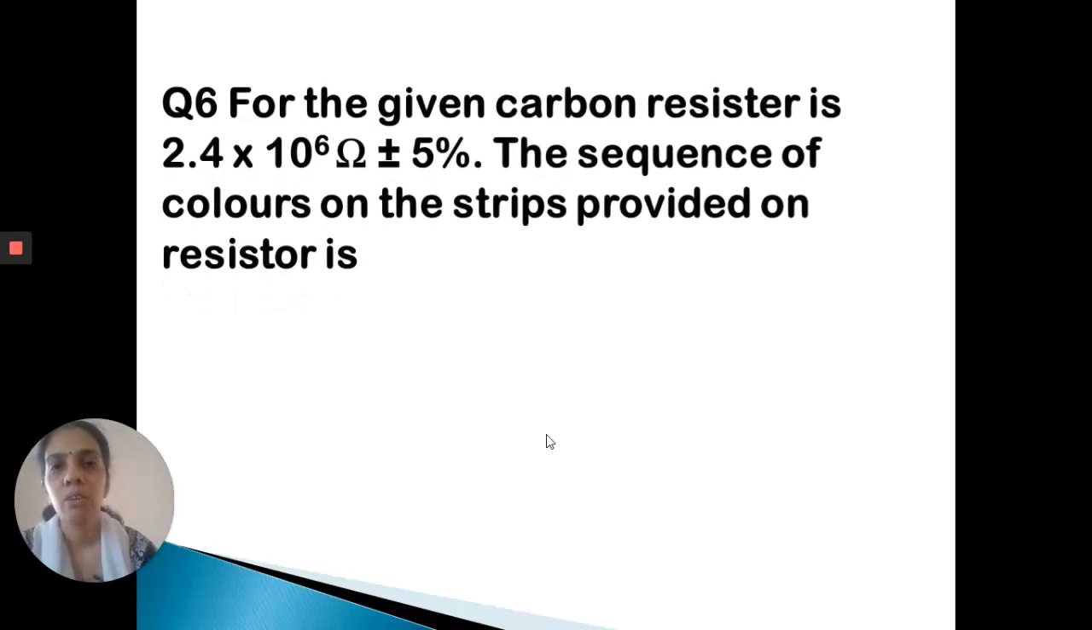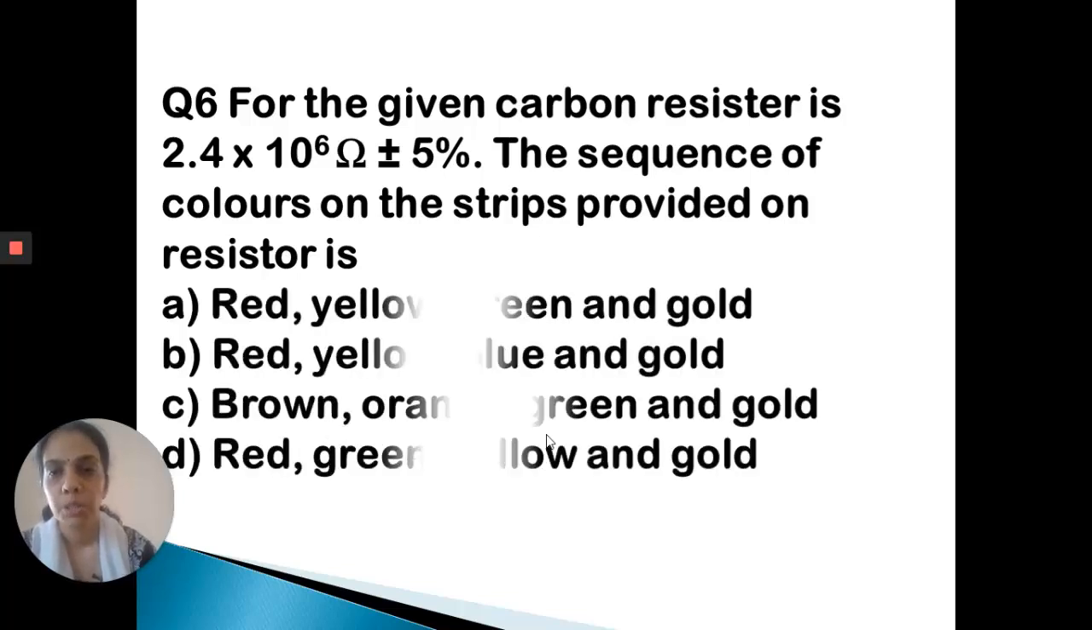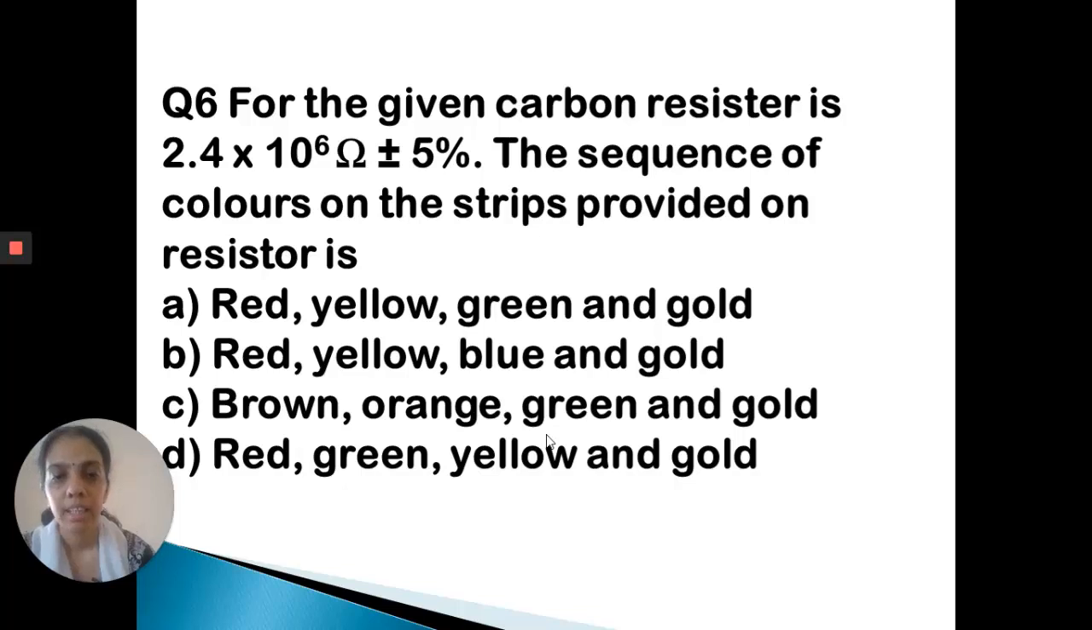Next question: the given carbon resistor is 2.4 into 10 to the power 6 ohm plus or minus 5%. The sequence of colors on the strips provided on the resistor is, options: red, yellow, green, gold; red, yellow, blue and gold; brown, orange, green and gold; red, green, yellow and gold.